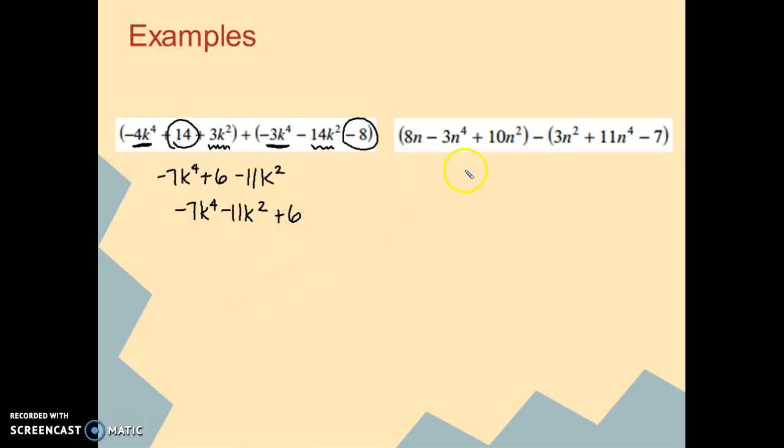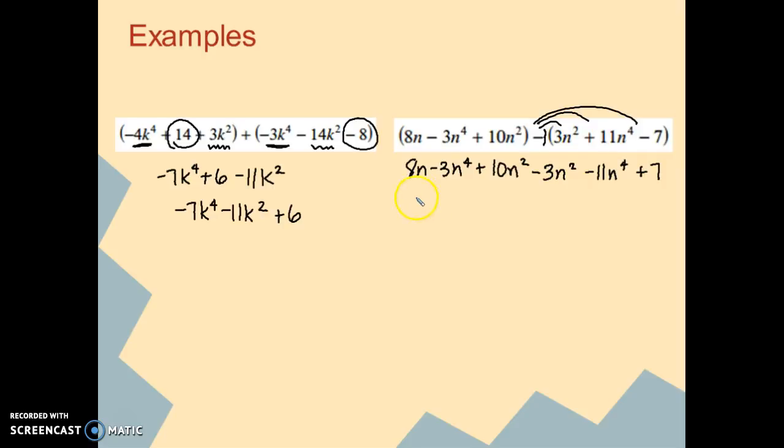For the example to the right, we have subtraction, so this is really a -1, so before I do anything, I've got to distribute that -1. The first set of parentheses doesn't change, so I have 8n minus 3n to the 4th plus 10n squared, and then this parentheses becomes -3n squared minus 11n to the 4th plus 7. Right, I multiplied everything by a -1, so I had to change all of the signs.